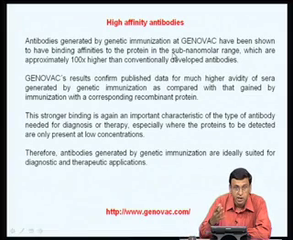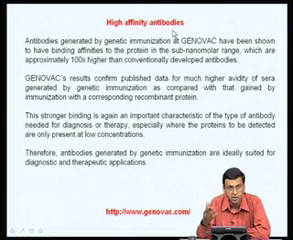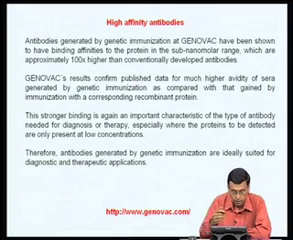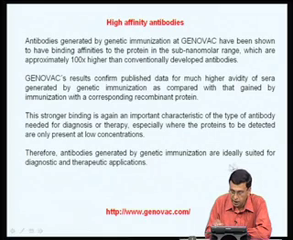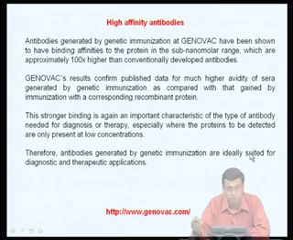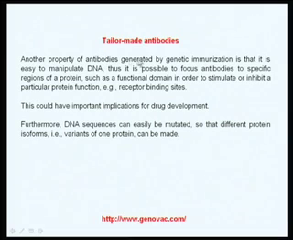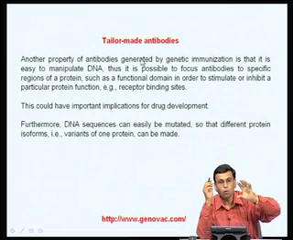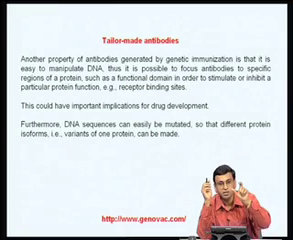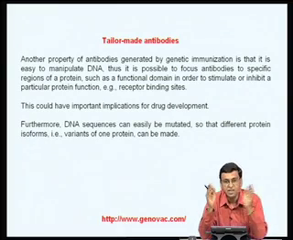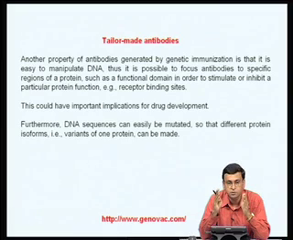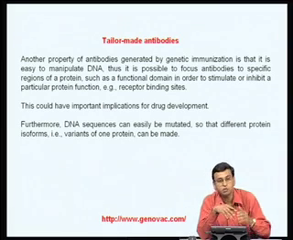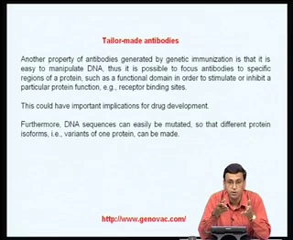The company actually demonstrated that you can develop very high affinity antibodies using the DNA immunization procedure, and these antibodies generated by genetic immunization are ideally suited for diagnostic and therapeutic applications. The other important advantage of this approach is that you can make tailor-made antibodies. For example, if you want antibodies made only against a very small region of a protein, you can clone only that particular region of the gene, put it in an expression vector, and you will get antibodies only against that particular epitope.